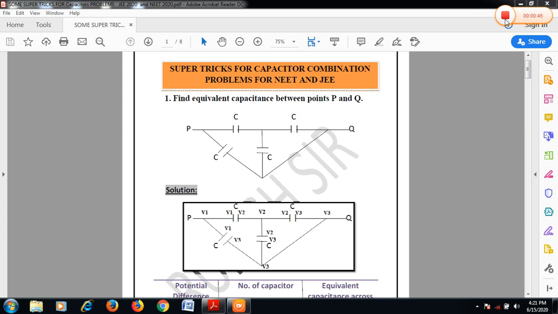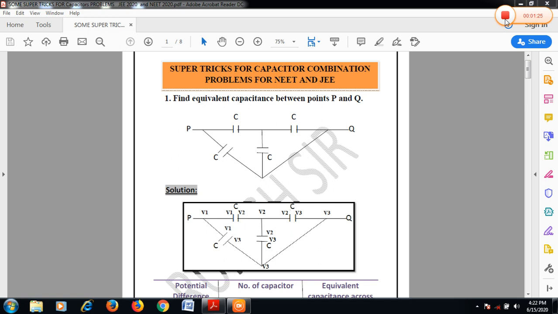Now, before approaching today's session, I need to say that you need to pay very high concentration, because in this session we are going to reveal some hot tricks that will be very beneficial for you in regard to your upcoming NEET and JEE examination. Okay, so let's begin.